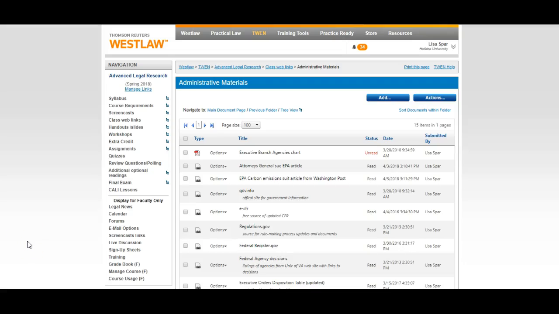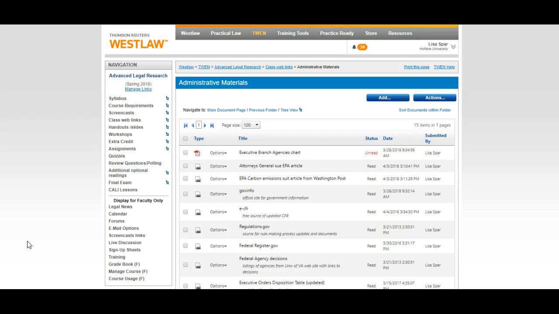So we talked about finding regulations. What were some of the ways we talked about that we can find administrative regulations? GovInfo is one of the sources, but how do we identify which regulations we want to find at GovInfo or Lexis or Westlaw or Bloomberg?